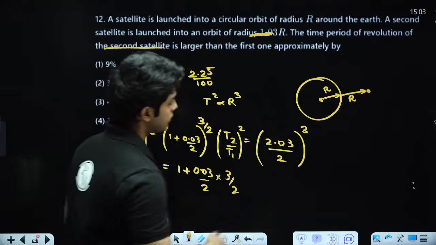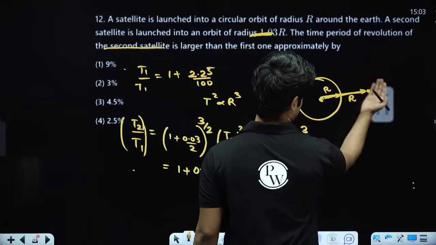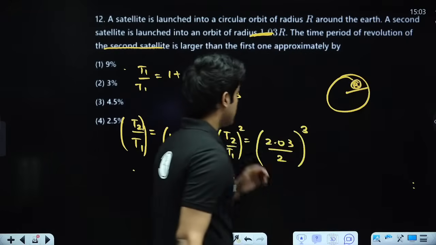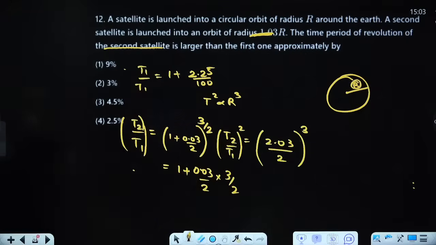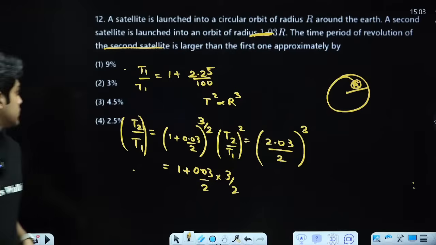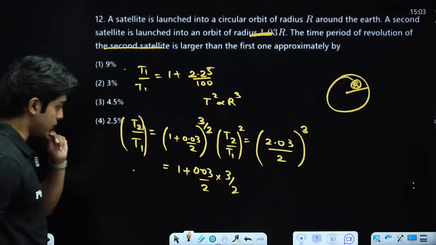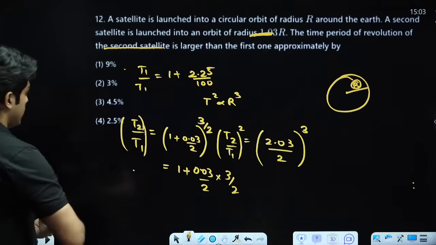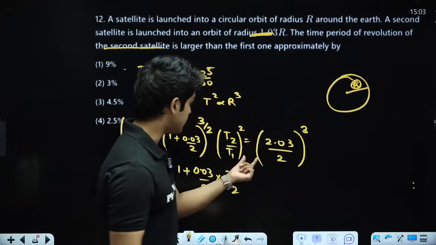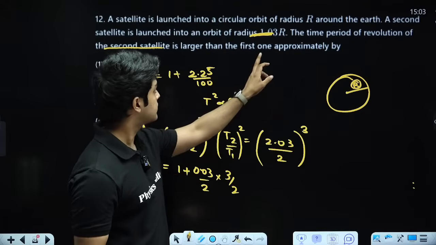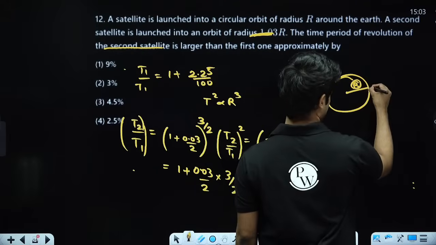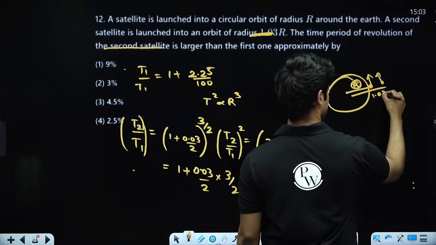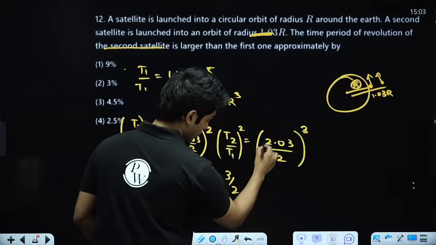Okay, I think this was R. Instead of 2R, I think the radius of the circular orbit was R. Right? No, I think it's not 2.25. The answer is not 2.25. I think the issue was the radius of the orbit. The radius of the orbit was given to be R. So the first satellite is over here. The second satellite is over here at 1.03 R. I think that was the issue. Okay, so there won't be a 2 here.